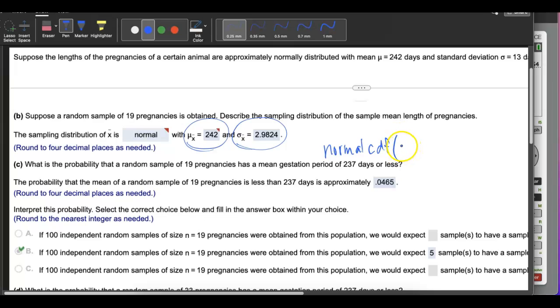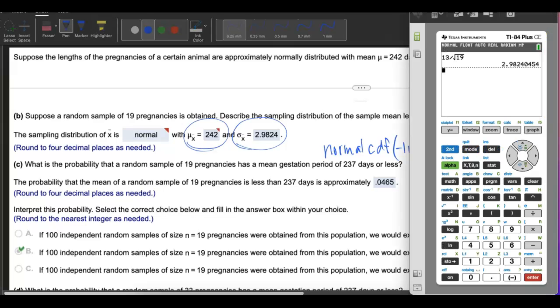It does need a lowest value, and since we're saying 237 days or less, the absolute lowest number that the calculator will accept is this value, negative 1E99. You place a comma. Then you put the upper bound, and the upper bound would be up to 237 days. Next comes the mean of the distribution and the standard deviation. And this is what we're going to type in our calculator.